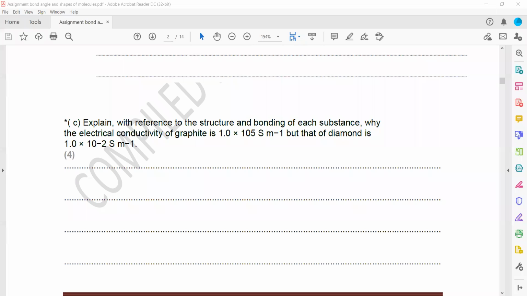So what is the reason why it's of 4 marks? Number one, you will mention that, as we know, graphite is having a free electron. Why do they have a different electrical conductivity? So the first point is graphite is having a free electron. So this will give you 1 mark, because in graphite each carbon forms 3 covalent bonds.